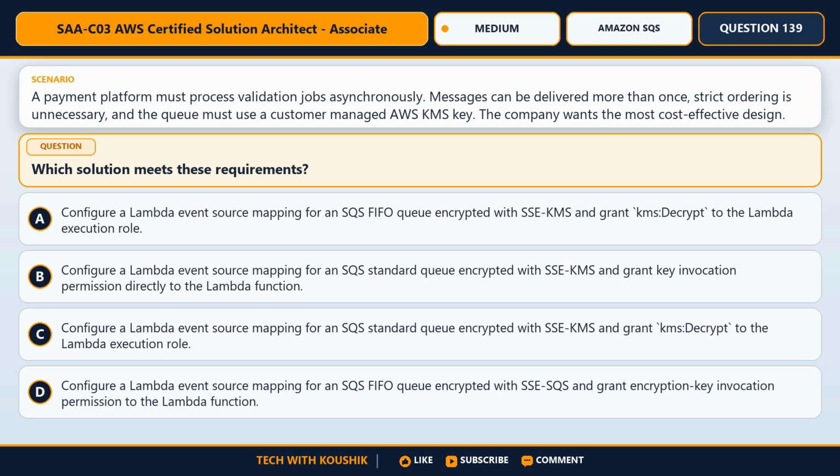Option A. Configure a Lambda event source mapping for an SQS FIFO queue encrypted with SSE-KMS and grant KMS:Decrypt to the Lambda execution role. Option B. Configure a Lambda event source mapping for an SQS standard queue encrypted with SSE-KMS and grant key invocation permission directly to the Lambda function. Option C. Configure a Lambda event source mapping for an SQS standard queue encrypted with SSE-KMS and grant KMS:Decrypt to the Lambda execution role. Option D. Configure a Lambda event source mapping for an SQS FIFO queue encrypted with SSE-SQS and grant encryption key invocation permission to the Lambda function.